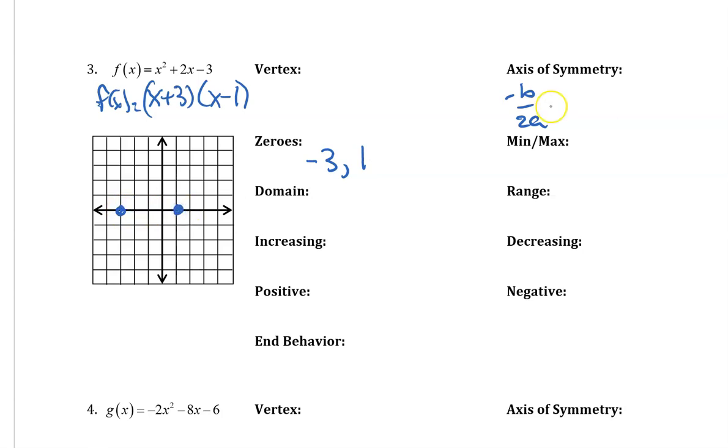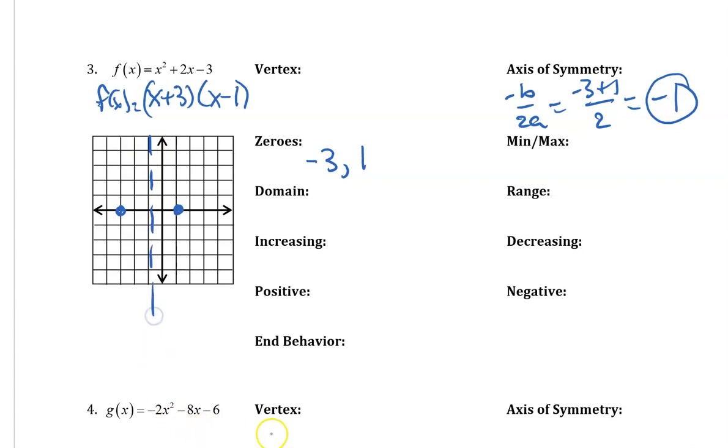Which means that our vertex is also the average of negative 3 plus 1 over 2, which is negative 1. Well, let's take a look at negative b. Negative b is negative 2 over 2a. 2 times 1 is 2. Negative 2 divided by 2, negative 1. So we're good with that.